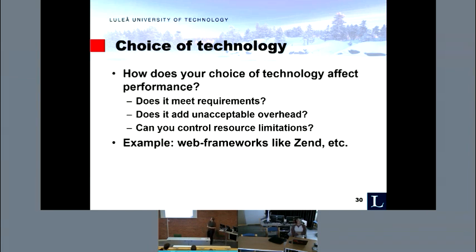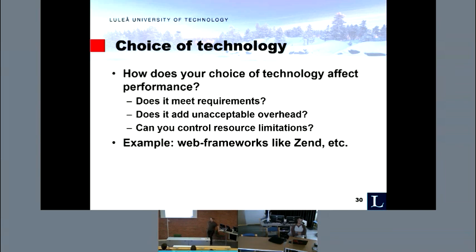And choice of technology, final one for this checklist. How does your choice of technology affect performance? Well, you can consider hardware choices. Do we actually meet the performance requirements? Do we add extra overhead? Can you control the resource limitations, etc.? And it's very easy to pick a very competent framework for something because, you know, it does everything, right? But it also means that you get other components with it.